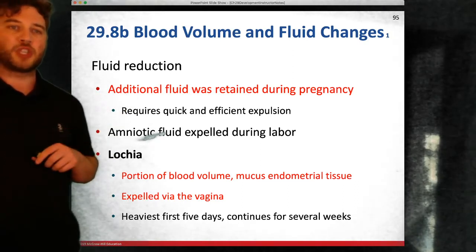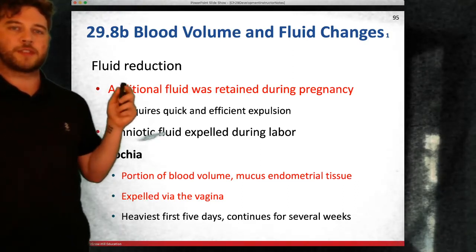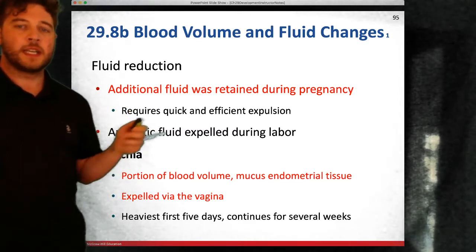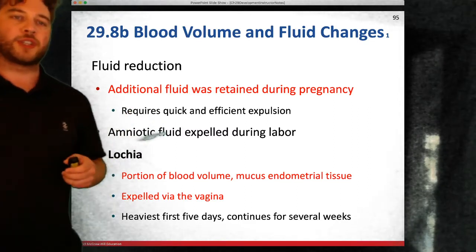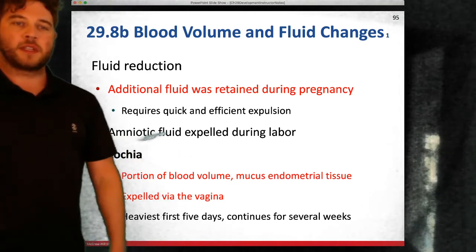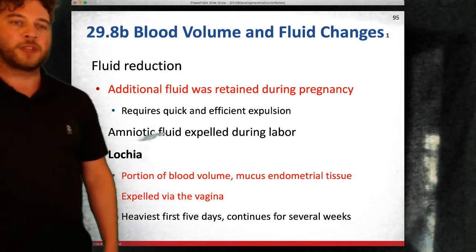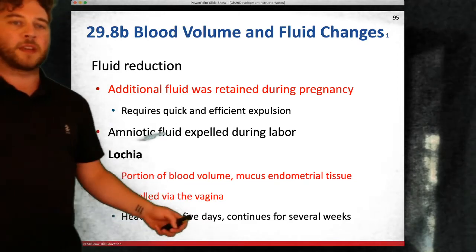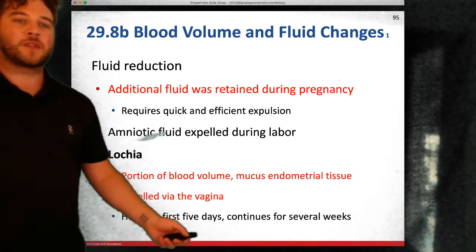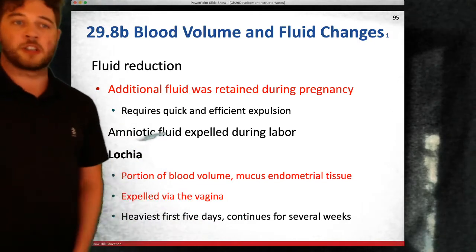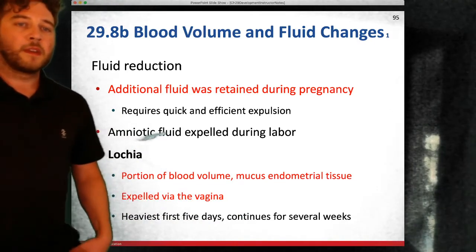Blood volume and fluid changes. So you start to have this fluid reduction. That additional fluid was being retained during pregnancy. It does require quick and efficient expulsion. The amniotic fluid is expelled during labor. The lochia is a portion of blood volume, mucus, and endometrial tissue expelled via the vagina. It's heaviest in the first 5 days and continues for several weeks, as I was saying. Could be longer, hopefully not for you.